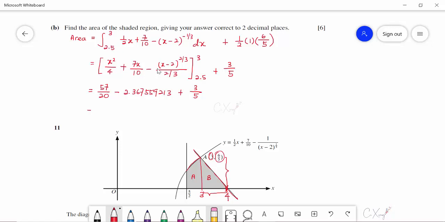Okay, all right, then after that, when I combine everything together, I'll get a long value like this, and I would like to round it to the number of decimal places requested by the question. So from here, correct to 2 decimal places, it will be 1.08. So the area will be 1.08.